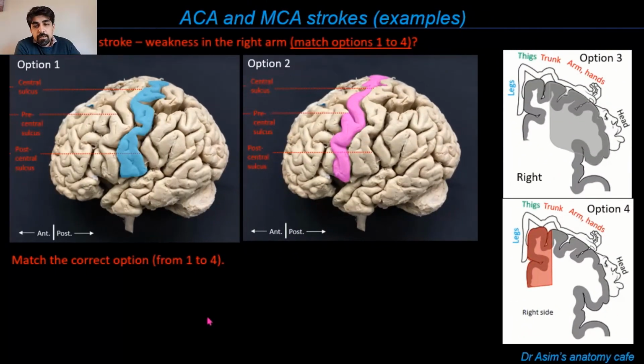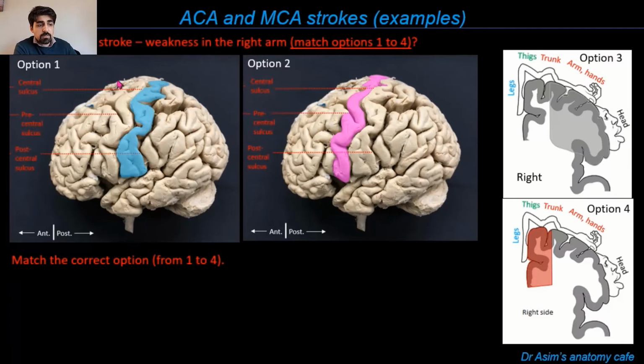Now let's do a little exercise over here to clinically apply the basic science information which we have learned so far. If you look at this example, we've got a 65-year-old male patient who presents with a stroke. And because of the stroke, he's showing weakness in his right arm or right upper limb. You have to choose from the options over here which one is the best answer: option 1, option 2, option 3, or option 4.